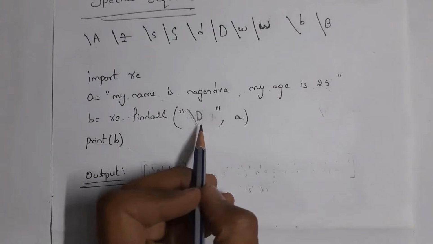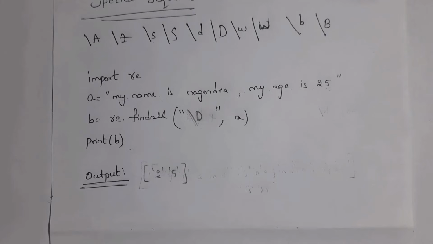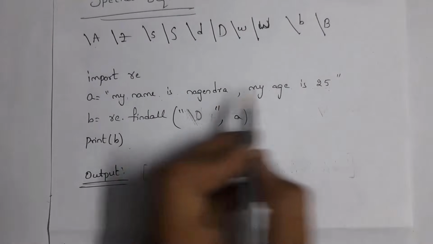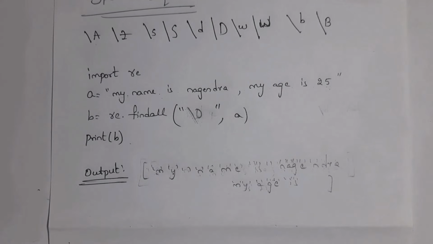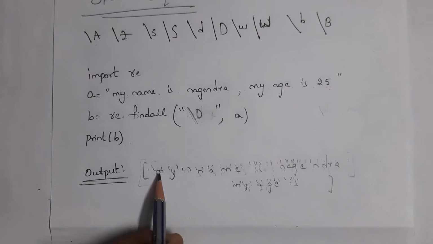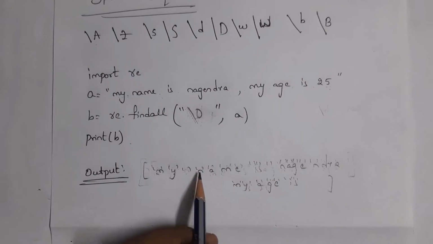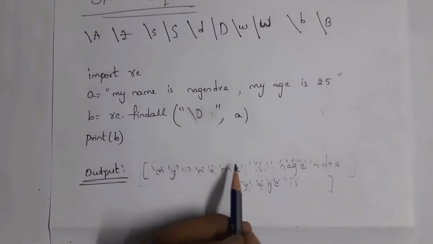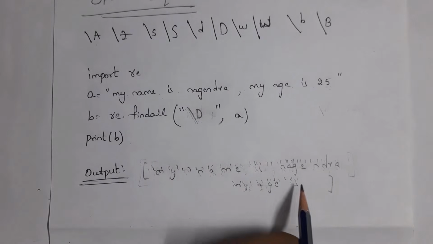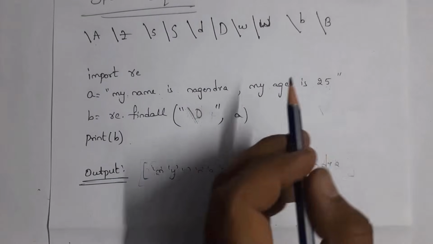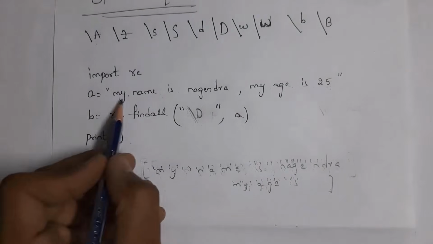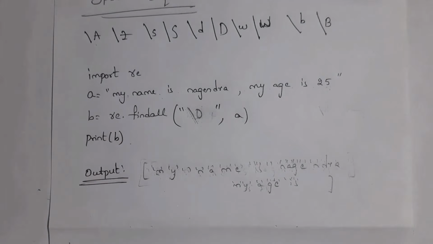Backslash capital D is the opposite of backslash small d. That is, except the digits, it will print the remaining characters. Whenever you write backslash capital D here, you will get the output: my space name is Nagendra, my age is. Except 25, it will print the remaining. It will represent each character in single quotations, where small d will print only digits whereas capital D will print characters except the digits. This is the use of backslash capital D and backslash small d.